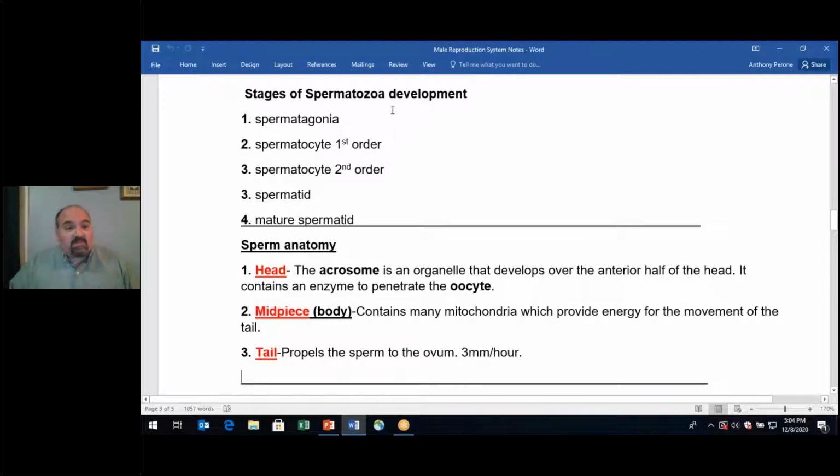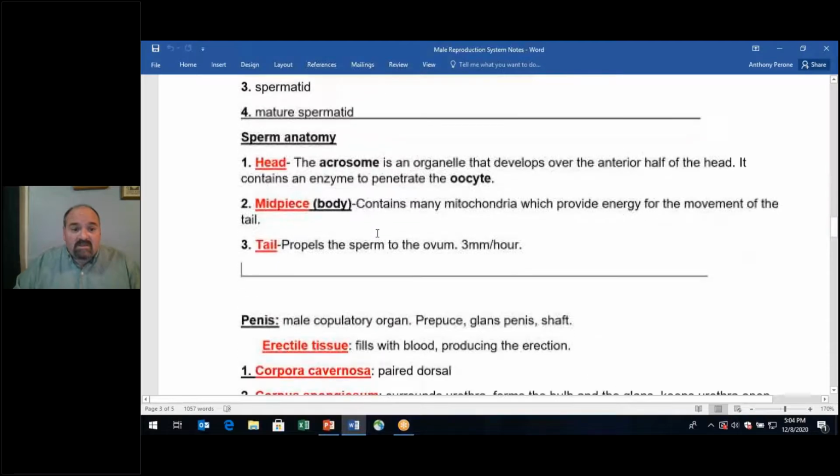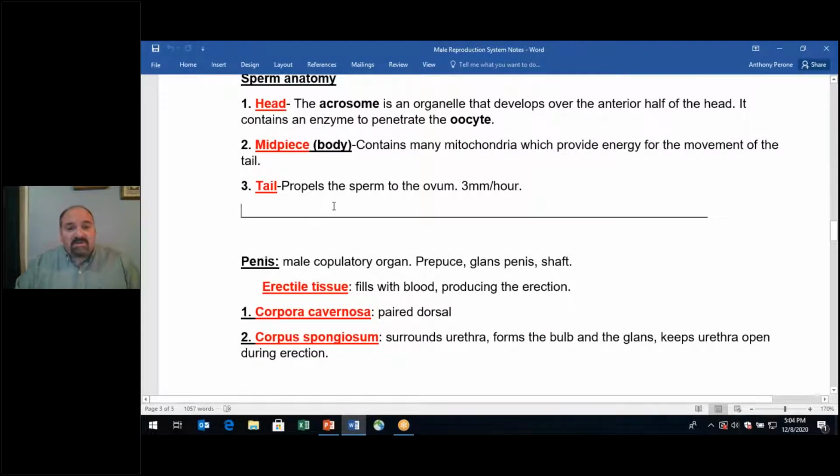As far as the sperm development, I would prefer that you know that the spermatogonia is where we begin, and the mature spermatid is where we end, so that we have the actual sperm that will be maturing in the epididymis and released into the vas deferens. The sperm anatomy is very simple.